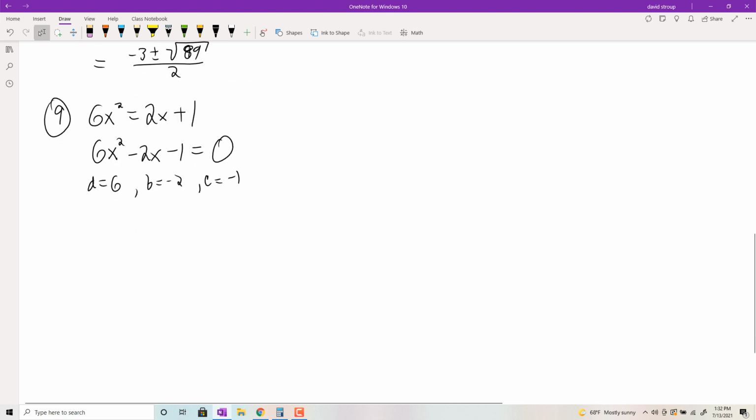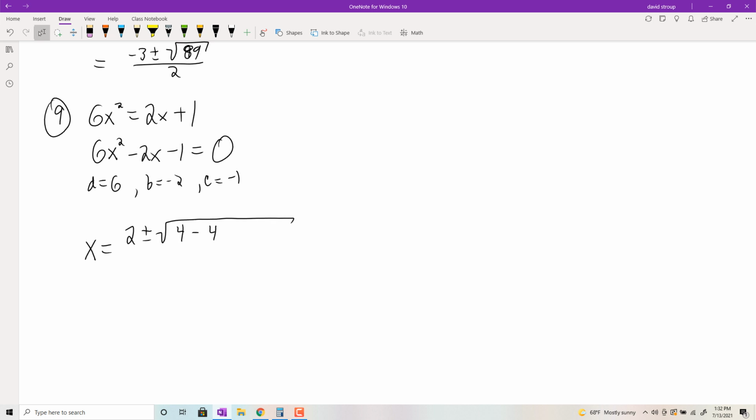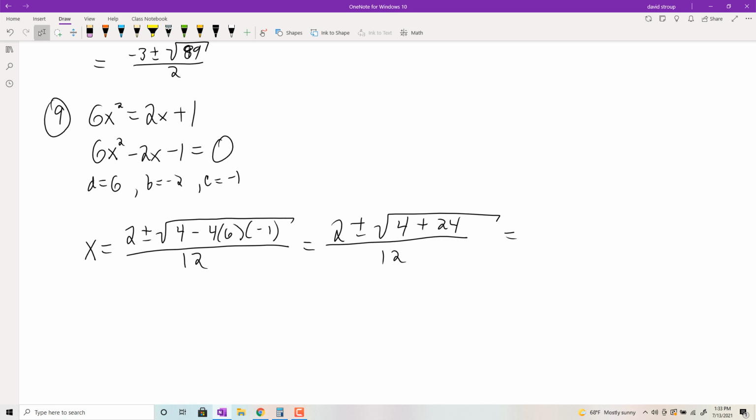Okay. Then we go to our quadratic formula. So x is negative b, so negative 2 is 2, plus or minus the square root of negative 2 squared is 4. It's 4 times a times c, all over 2 times a, which is 12. That'll be 4 plus 24, all over 12. I have a 28 in there, all over 12.